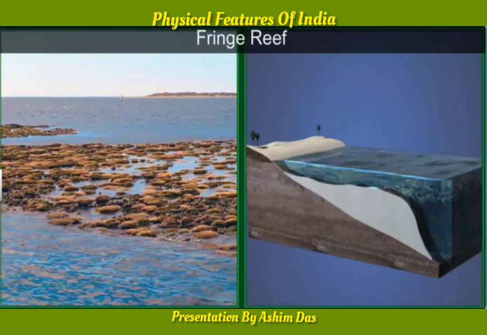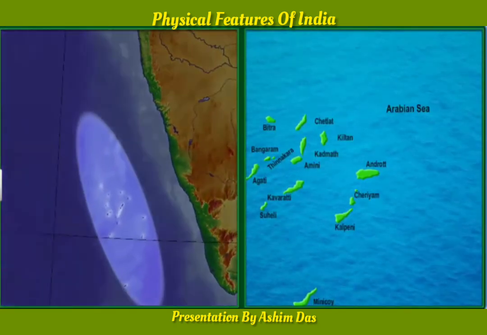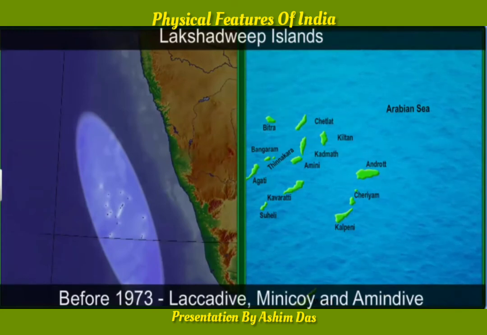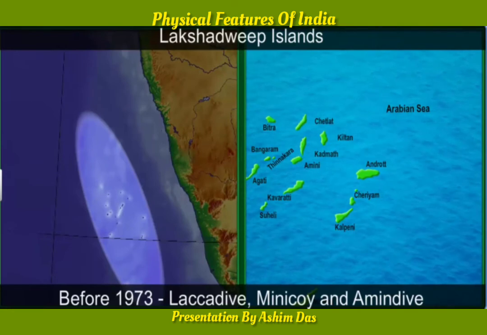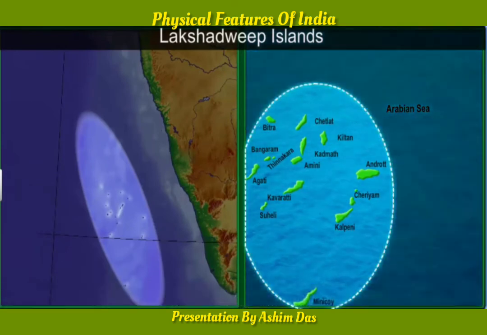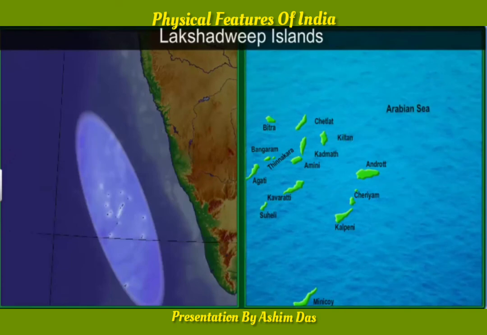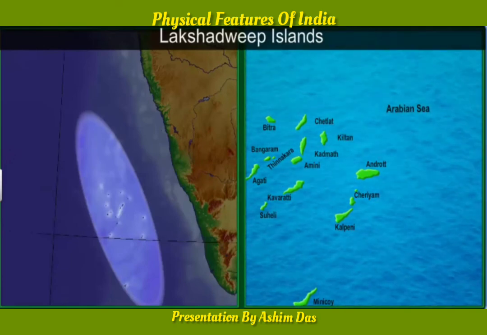Before 1973, the Lakshadweep Islands were known as Lakadive, Minicoy and Amindive. The overall area of Lakshadweep is 32 square kilometers. The island's administrative offices are headquartered on an island called the Kavarati Island.